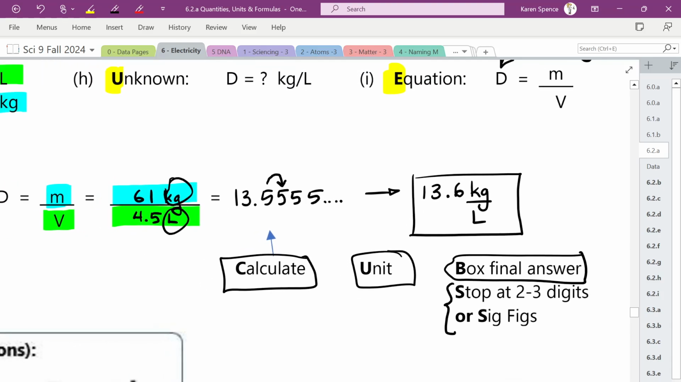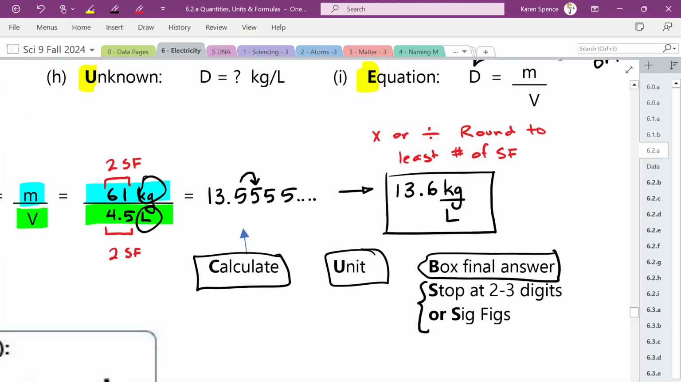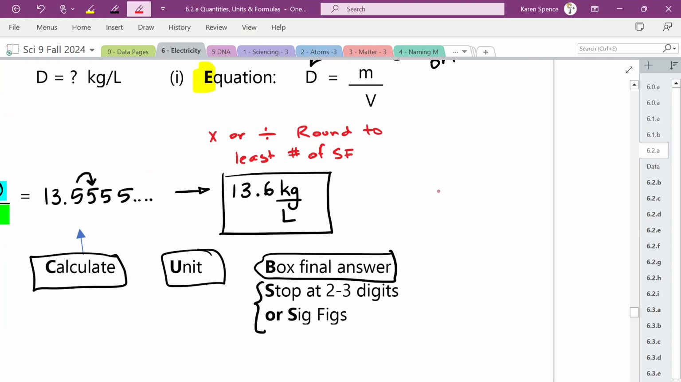Okay. For those of you doing the enriched stuff, the rest of you can just chill for a minute. 61 has 2 sig figs. 4.5 has 2 sig figs. And when we're multiplying or dividing, we always round to the least number of sig figs. So here it's 2. So with sig figs, it would actually not be 13.6. It would actually be 14 kilograms per liter. So that's the enriched version, okay?